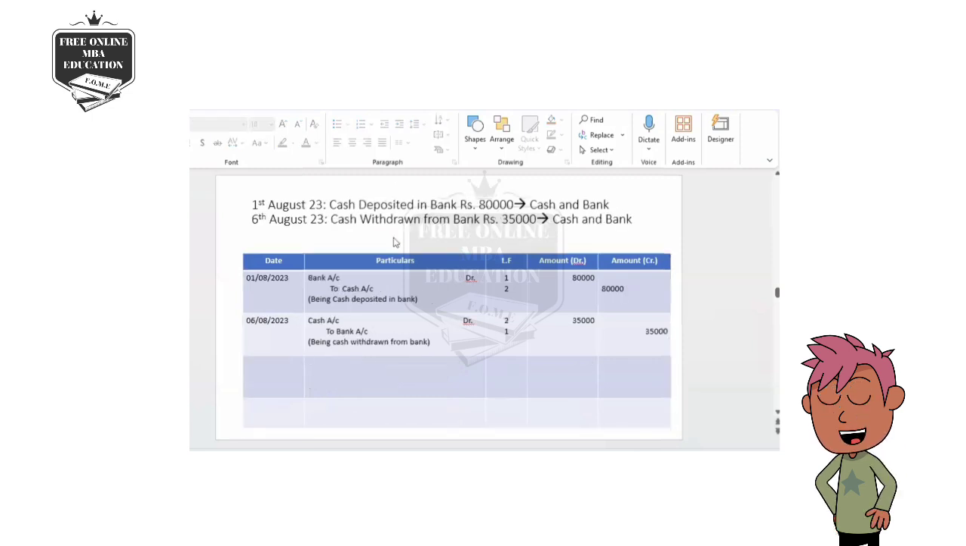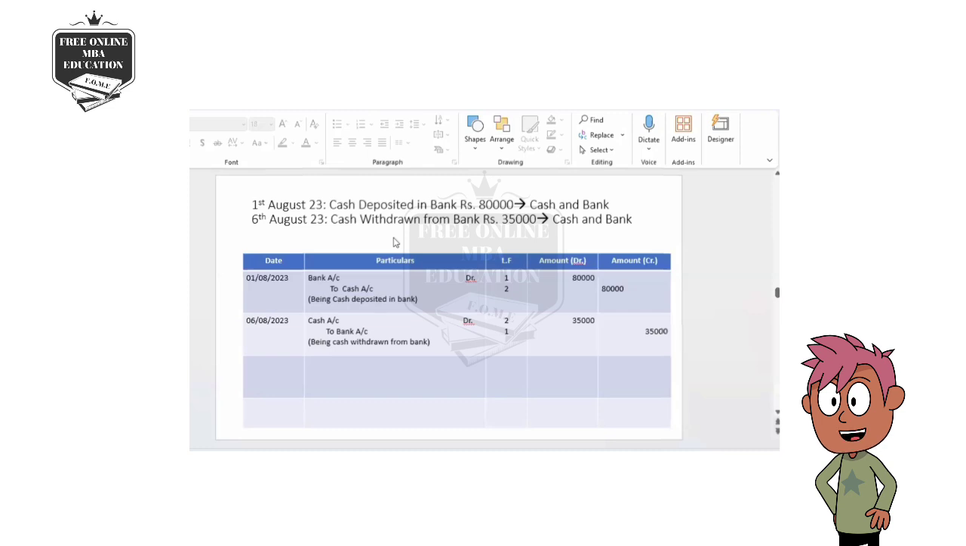Yesterday we had seen this contra entry as well. So August 23, cash deposited in the bank. If cash is deposited, that means it is going out of our business and the bank is going to receive the amount. Cash is a real account and our bank is a personal account, because any bank, say SBI, is an artificial entity. So if we deposit into SBI, SBI is going to be a personal account.